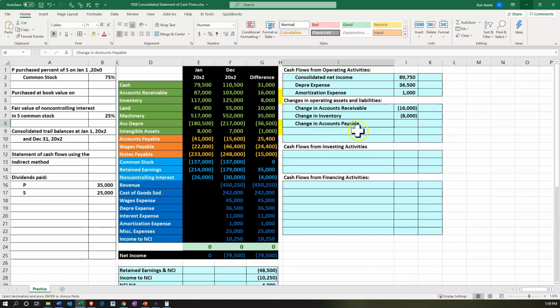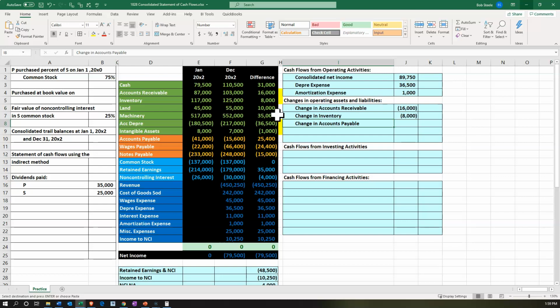Jumping on down to the accounts payable, you might go, well, why didn't I do land or the machinery? Because the changes in those are long-term assets, and therefore they are investments and not the other side of them. In other words, if you purchased machinery or sold it, then the other side generally isn't on the income statement, except for a gain or loss that could result from it, right? And therefore it's not in the operating section.